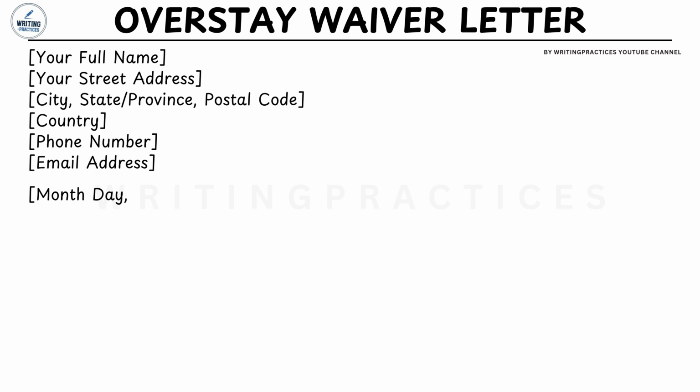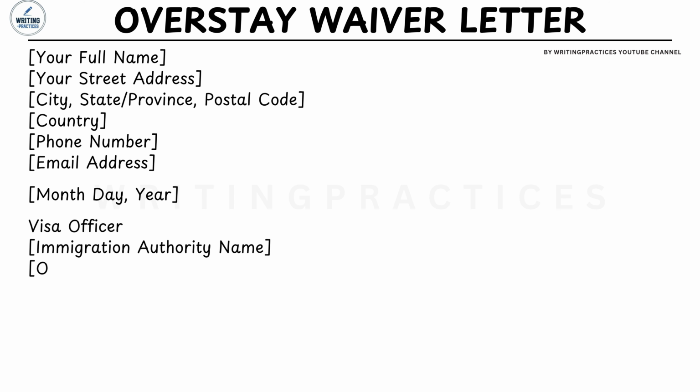Date. After your contact information, write the date. For example, July 1st, 2026. The date establishes when your waiver request was submitted. Immigration authorities often maintain detailed records of all correspondence, so an accurate submission date helps establish the timeline of your application.